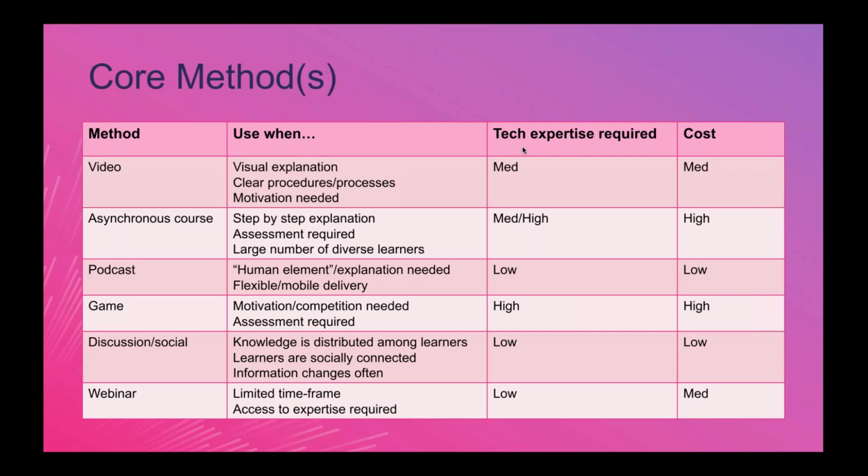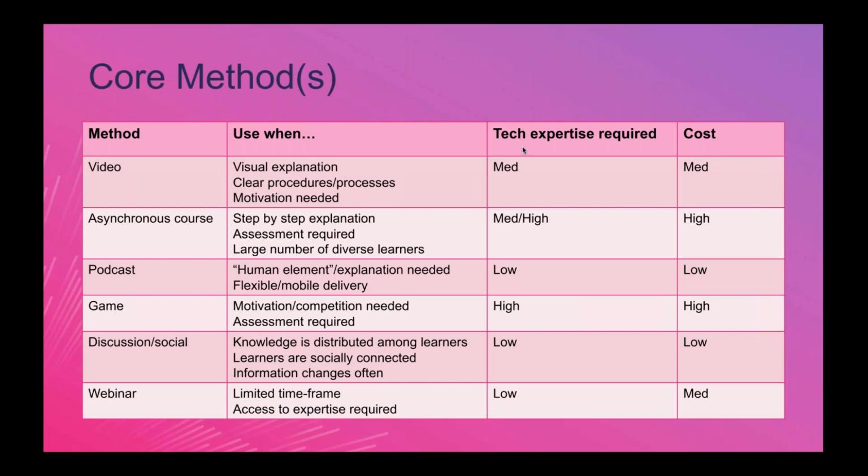You might use an asynchronous course. That's a typical e-learning course, pages, interactions studied at different times, where you want to explain things step by step, where you need assessment, where you've got a large number of diverse learners, and so on. I'm not going to go through every element here. And just as an indicator, I've also put on this slide very rough high, medium, low cost indicators and technical expertise required. So the idea is, if you're following the process through, you say, well, these are the objectives, these are the parameters.